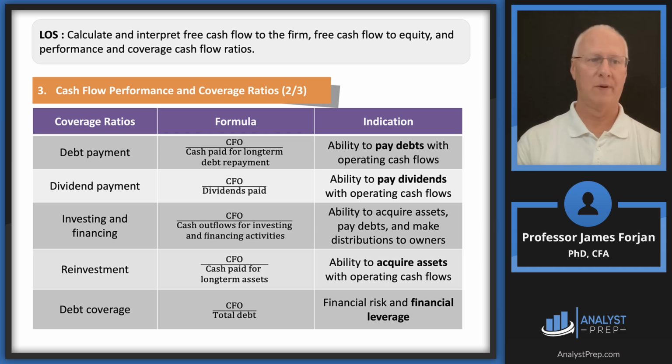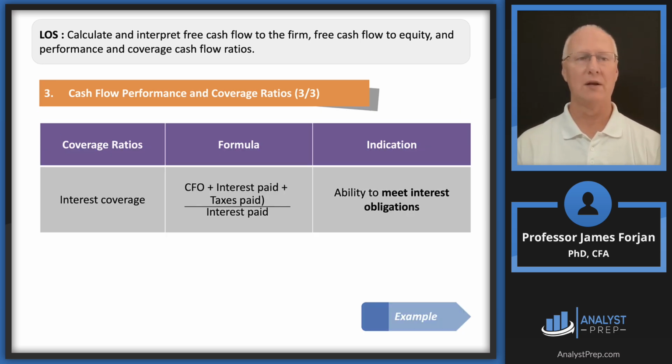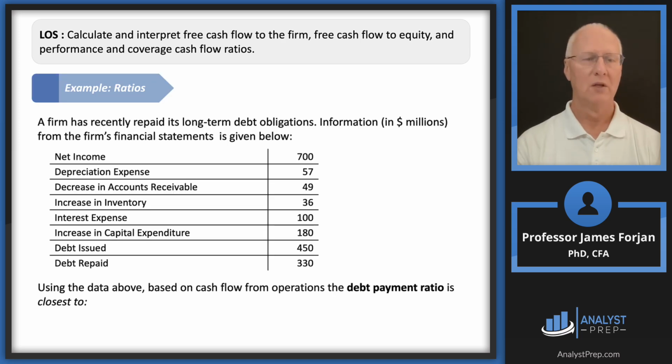Here we go. So here we have some coverage ratios for the right-hand side of the balance sheet. There's the debt payment, there's the dividend payment, and those interpretations on the right-hand side are pretty straightforward. Here's one final one, ability to meet interest coverage. We have seen this ratio many times before. So let's take a look at a quick example.